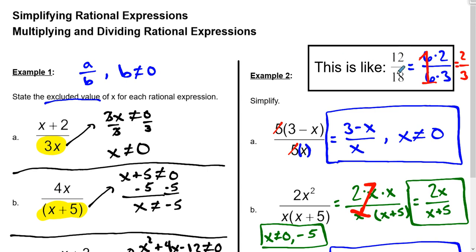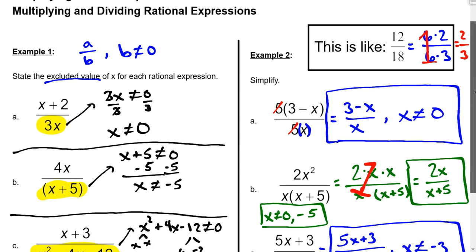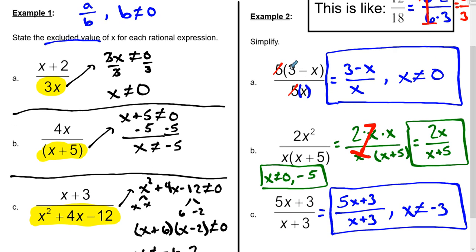Like 12 over 18, what are the excluded values? None, because the denominator is always going to be 18, or 3 if it was simplified, but it's always going to be a number that's not 0. So 12 over 18 would not have any excluded values. If we're trying to simplify, then we're really looking to go and identify common factors that can be reduced to 1, and then write all the parts that remain.